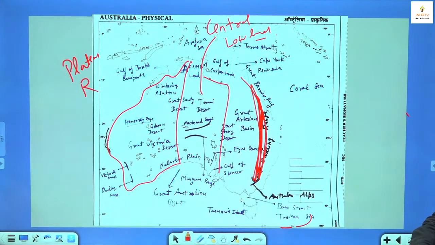So what we do, we divide Australia in 3 parts.